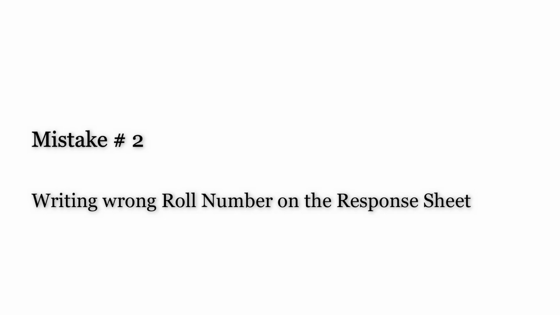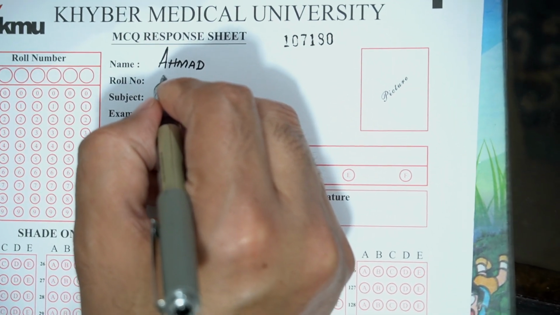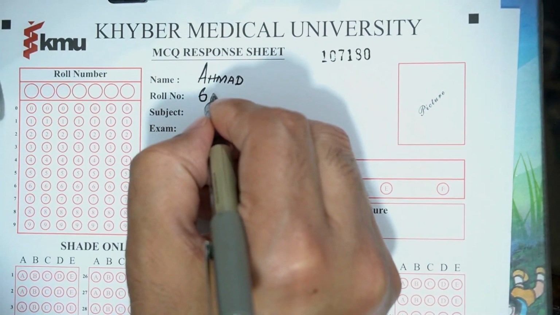In this case, the student writes a wrong roll number on the response sheet. For instance, the actual roll number of the student is 65322104, but the student writes 6532401 on the response sheet.